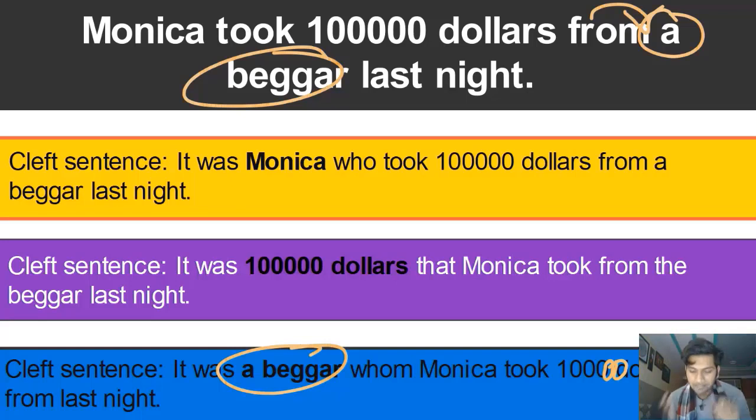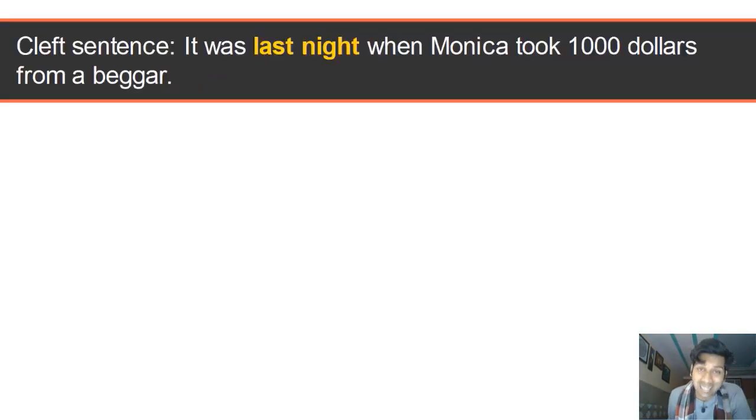Now, let's suppose everything is known to us. I want to focus on the time when the action happened. Do you know that Monica took some money from a beggar? And I say, yeah, I do. But do you know when it happened? Now I want to focus on the time. So I'll say, it was last night. It was last night when Monica took, same thing, $1 lakh from a beggar.